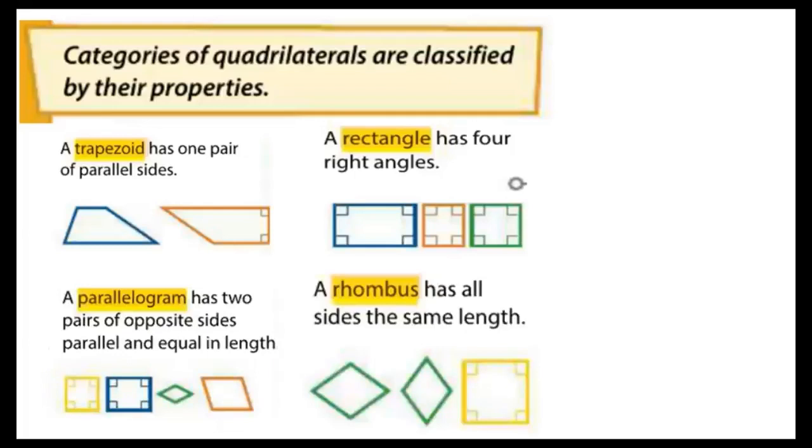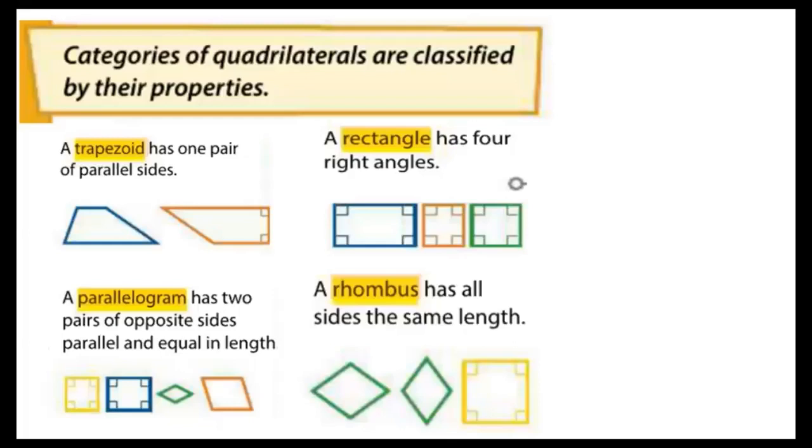The rhombus has all sides in the same length. I can consider the square a special case of rhombus containing four right angles, but I can't consider the rhombus as a square, because the difference between them will be in the measure of angles. If there is 90 degrees inside the rhombus, then we can call it a square, not a rhombus.